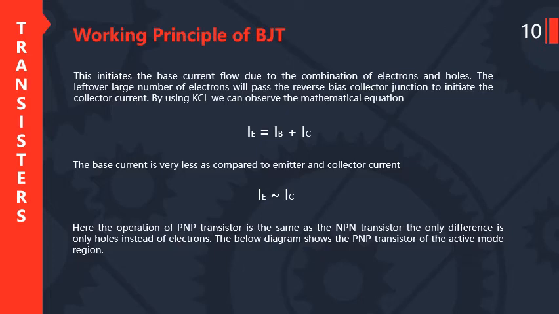Here the operation of the PNP transistor is the same as the NPN transistor. The only difference is that holes are the carriers instead of electrons. The diagram below shows the PNP transistor in the active mode region.